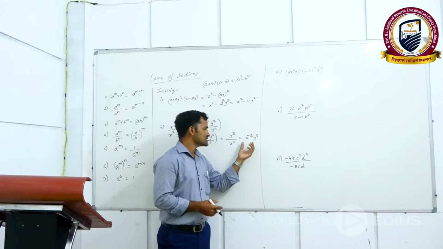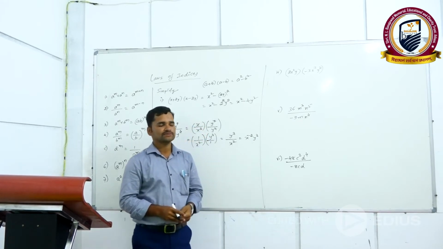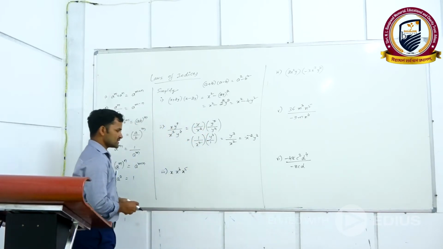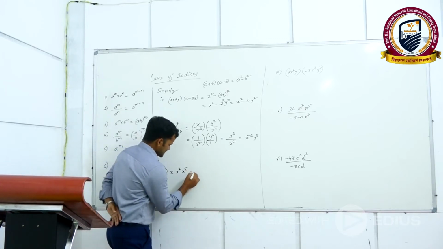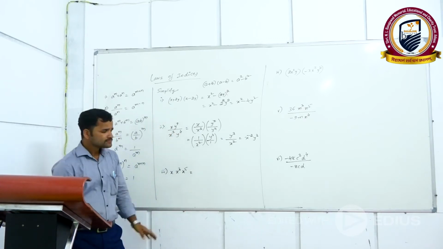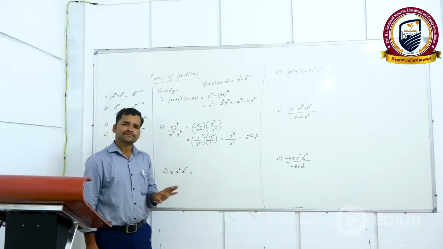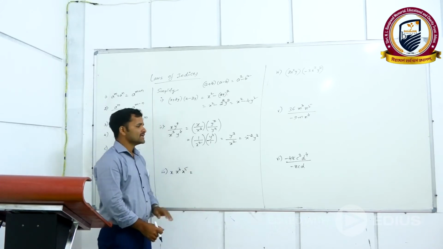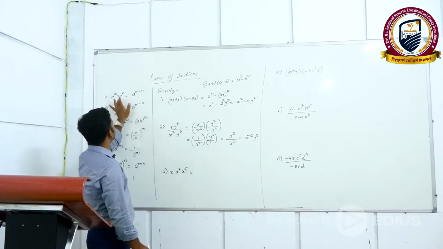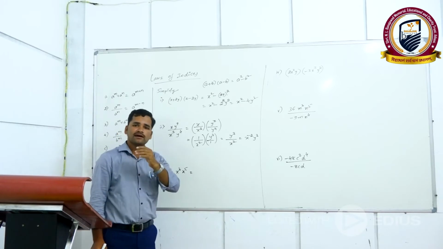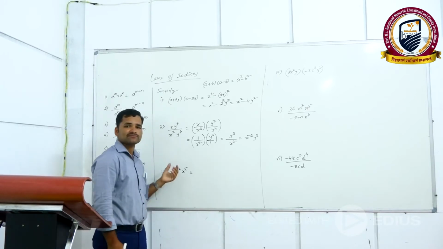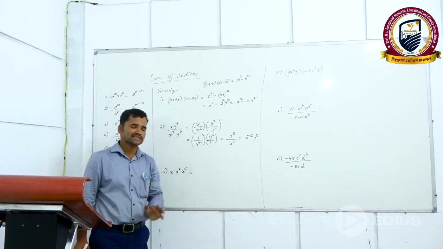So the answer will be like this: x raised to minus 2 into y raised to 3. Next, this is a very simple problem. Why have I taken this one? Just to show how we can use this first law if there are 3 terms, 4 terms or 5 terms, like that.